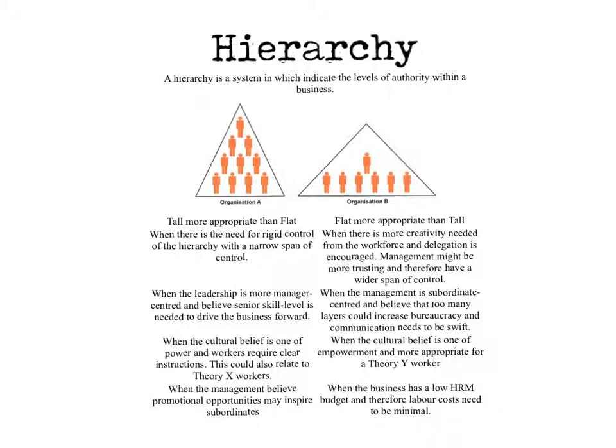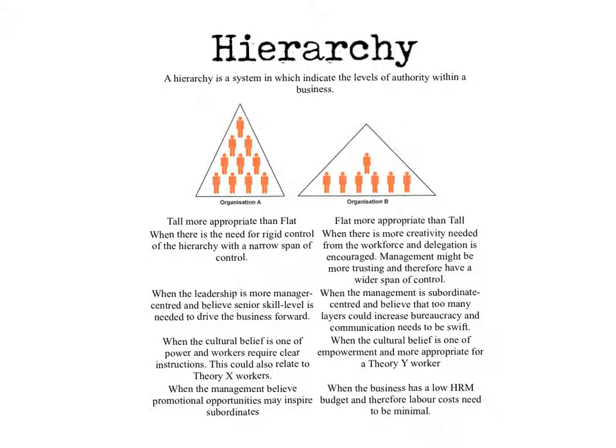The first two that we're going to look at are tall versus flat. So organisation A would be a tall hierarchy, and that has lots of layers of management. If you're watching this video and you're a student at school, most schools have a tall hierarchy. You can see it from all the different layers of management, from your principal to your assistant heads to maybe your head of departments and pastoral leaders and so on. There's lots of different levels of management.